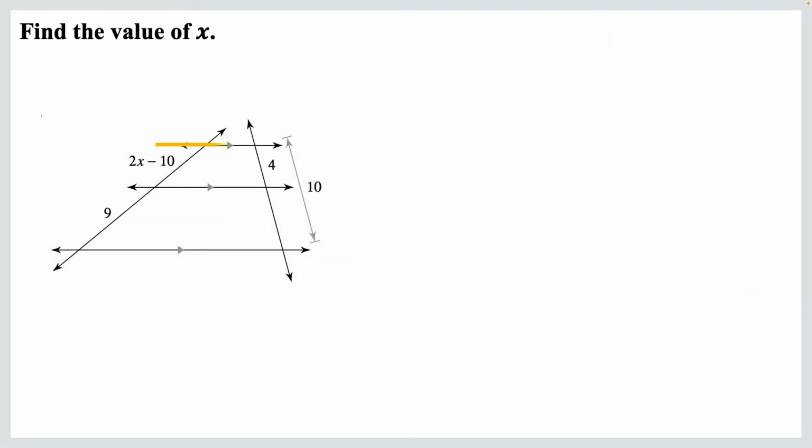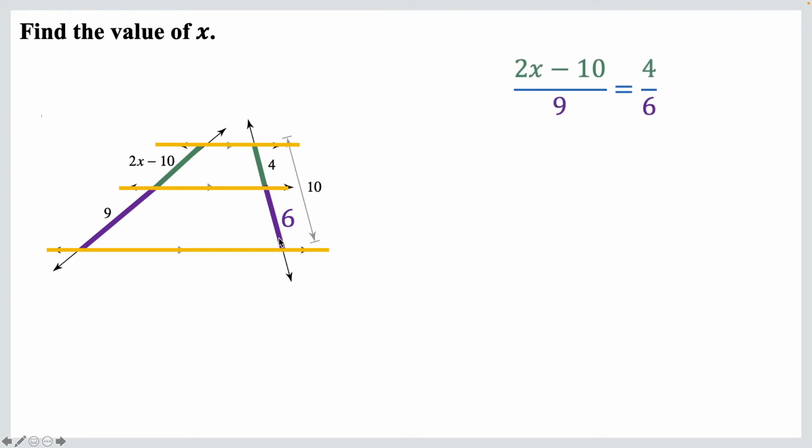So here's what this looks like. We have our parallel lines, yeah? Now we've got our proportional parts. We've got 4 here, but we need to know what this is, so we have all of our proportional parts. So 10 minus 4, that's 6. Now we can set up our proportion, right? So 2x minus 10 over 9 equals 4 over 6.